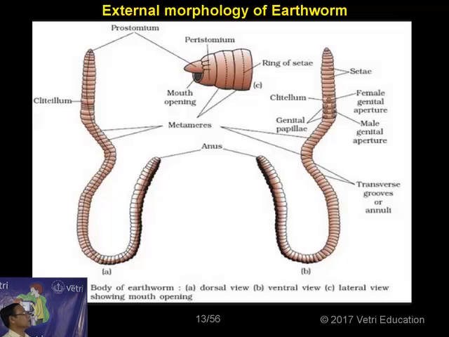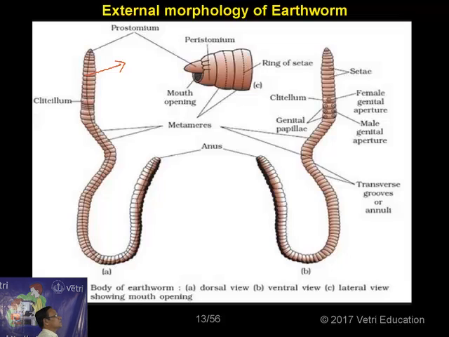Now here is the organization. The body is formed of 100 to 120 segments. This is the dorsal side, representing the dorsal view. This is the ventral view and then the lateral view. You see there is a line I represent, a mid-dorsal line. This mid-dorsal line is nothing but the dorsal blood vessel I mentioned.